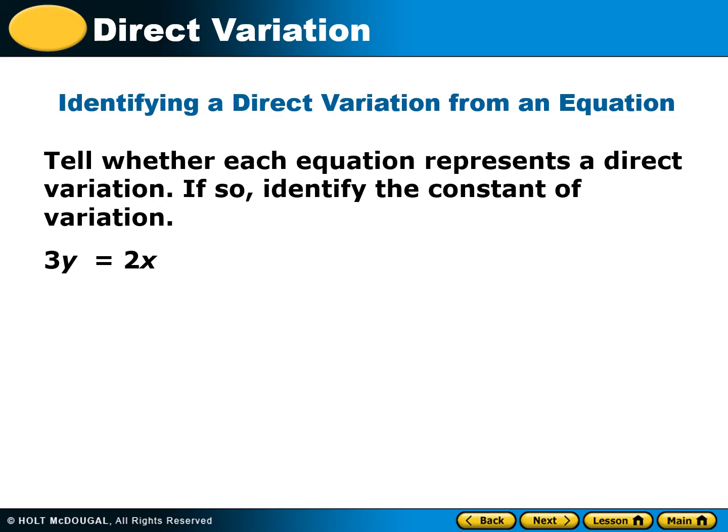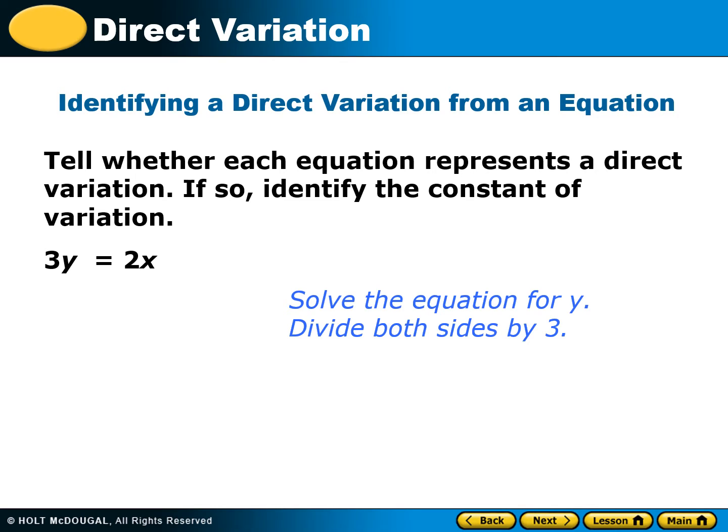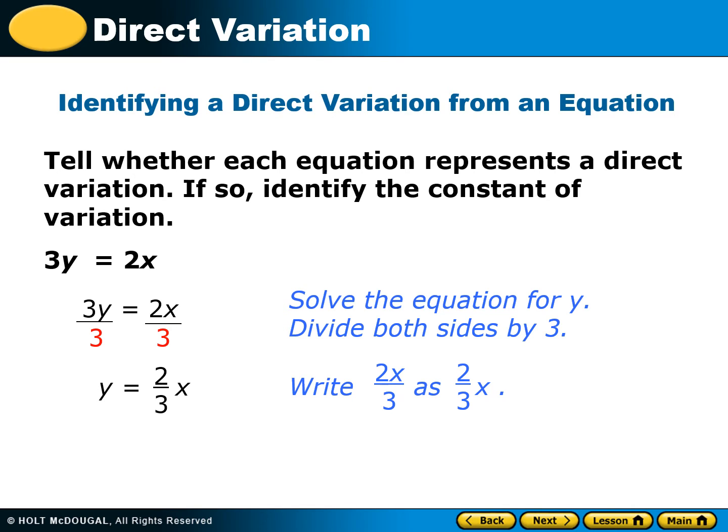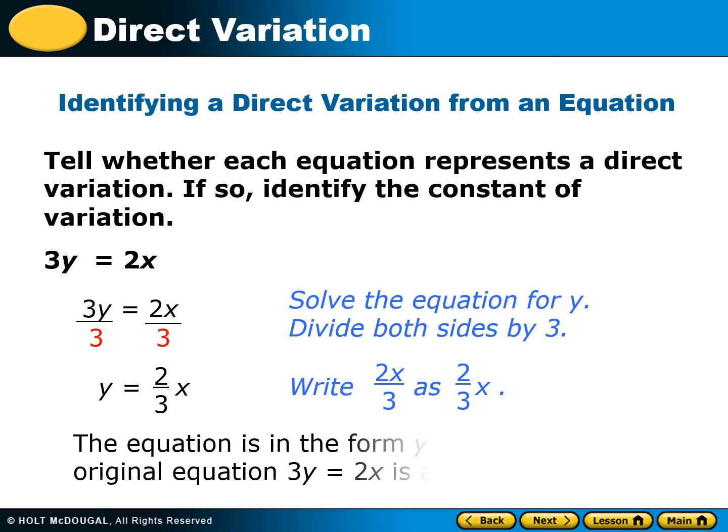Now let us have another one. 3y equals 2x. The first thing we need to do is to solve for y. So we divide both sides by 3. In doing this, we have y equals 2 over 3 x, or 2/3 x. From here, we can see that the equation is in the form y equals kx. So the original equation, 3y equals 2x, is a direct variation.